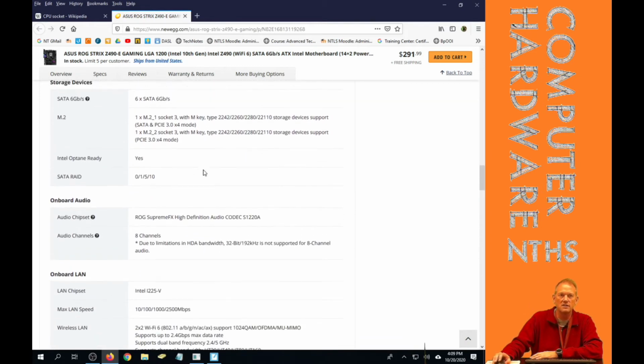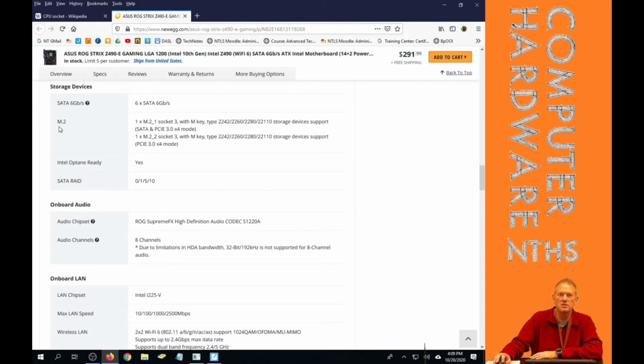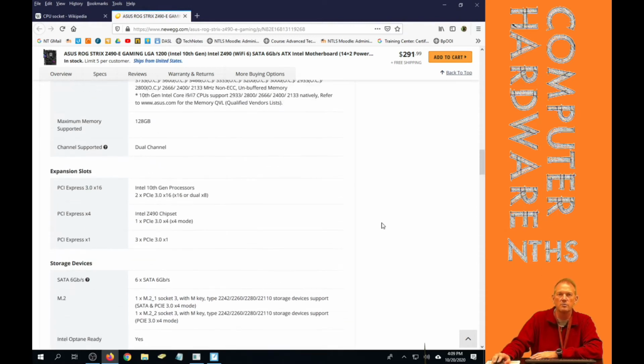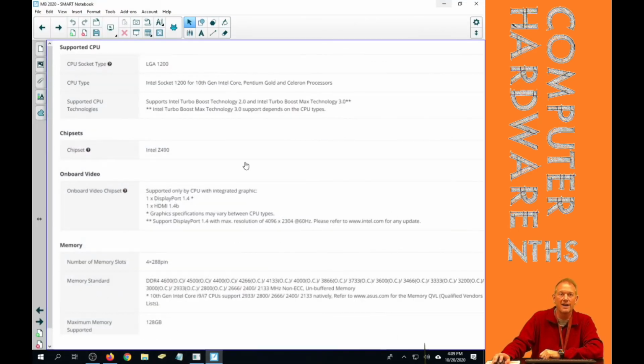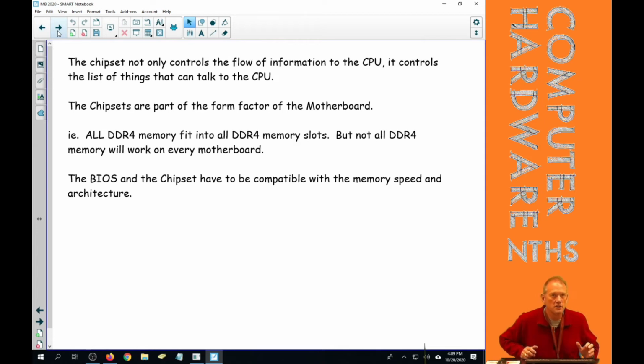And it says all these different things. It says both the physical characteristics of the motherboard, but it also talks about within that physical characteristic of SATA, then what SATA works in it. So those things are all determined by the chipset of the motherboard. So the chipset not only controls the flow of information to the CPU, it controls all the list of things that can talk to the CPU.